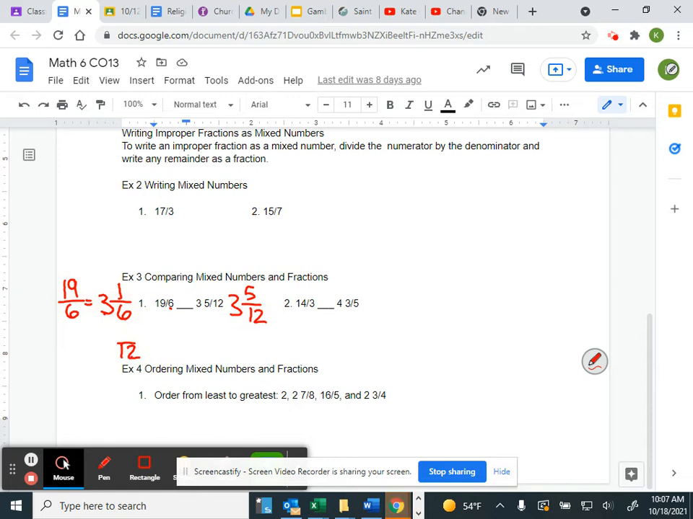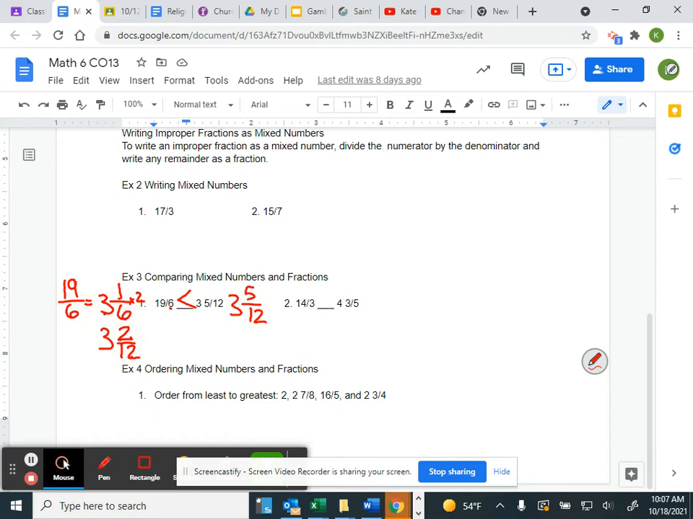To go from 6 to 12, we multiplied by 2. 1 times 2 is 2. So I have 3 and 2/12 and 3 and 5/12. Is 19/6 less than or greater than? Less than. It is less than, because that 2 numerator is less than the 5 numerator.